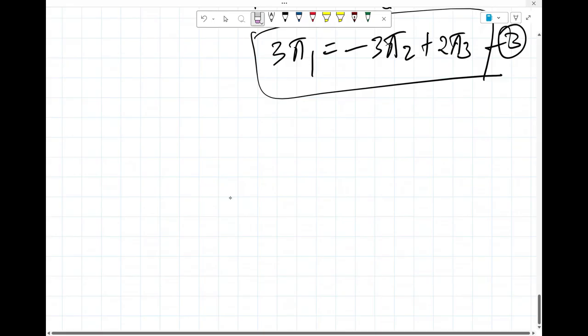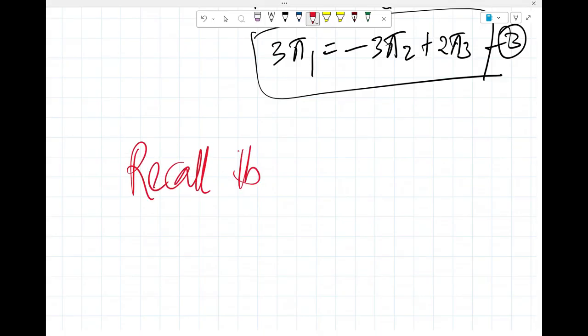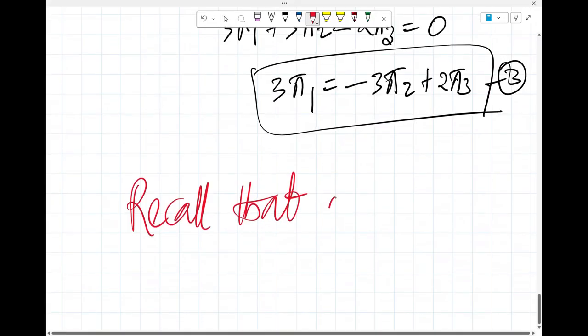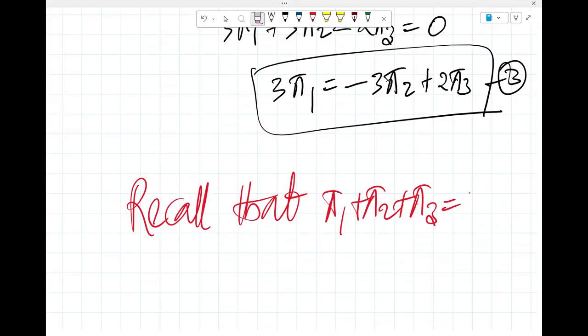Recall that pi 1 plus pi 2 plus pi 3 is equal to 1, not 0. So pi 1 is equal to 1 minus pi 2 minus pi 3.